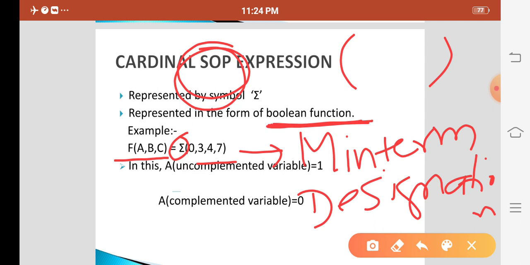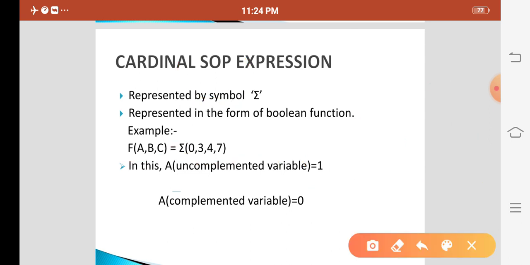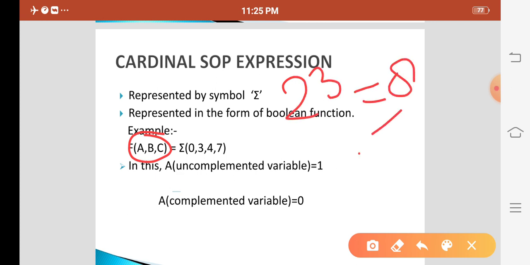And one more thing is, f is defined on three variables, so obviously 2 to the power 3 is 8, which can generate numbers between 0 to 7 only. So the maximum number that we can write is 7. So I can write only numbers from 0 to 7, not the next numbers. Means we cannot write here 8, 9, 10 and so on, only between 0 to 7 we can write here.